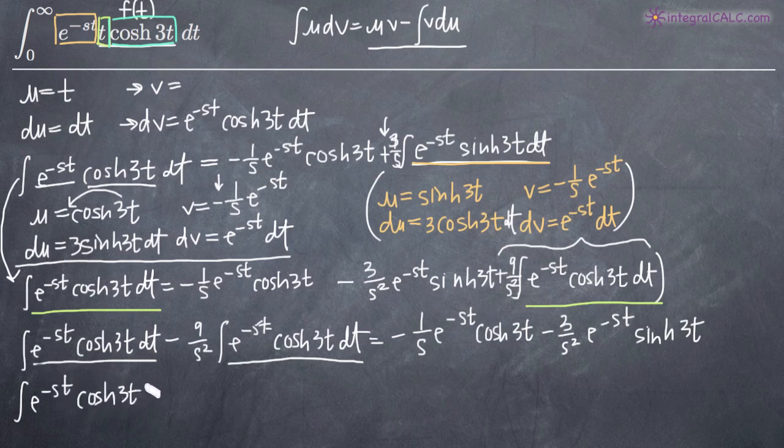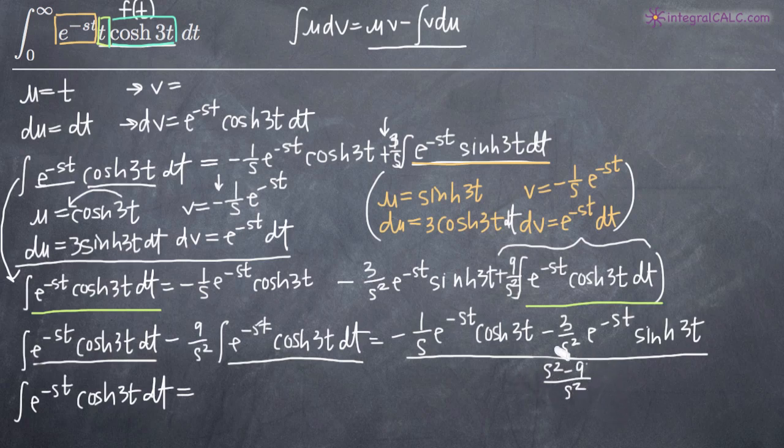cosh 3t dt is equal to, we can take this whole thing and divide by 1 minus 9 over s squared. Well, let's do some work on that. Let's combine the two terms in our denominator. So instead of 1, we'll call it s squared over s squared. That'll just give us s squared minus 9 over s squared when we combine those two fractions.